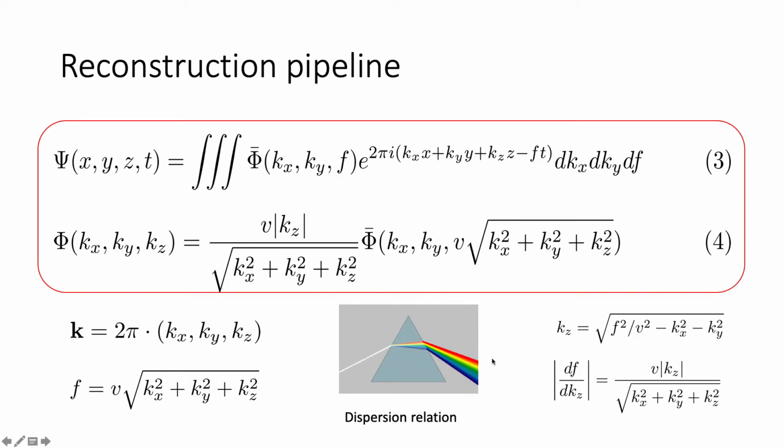From the dispersion relation and its Jacobian, we could get the equations at the red corner, quite obvious. Then we use them to perform a change of variables, shown as equation 4. It represents a weighted 1D interpolation, known as Stolt interpolation. Phi is the interpolated spectrum, and it can be used to reconstruct the original measurements in the future.